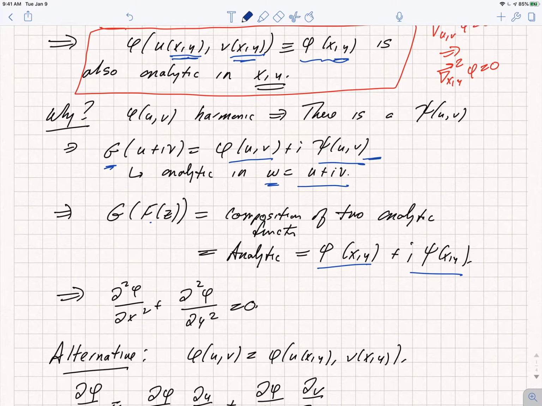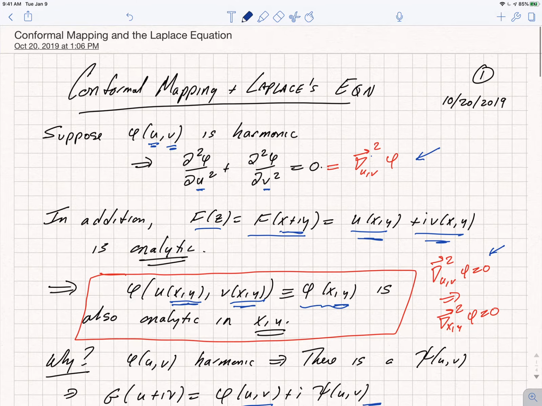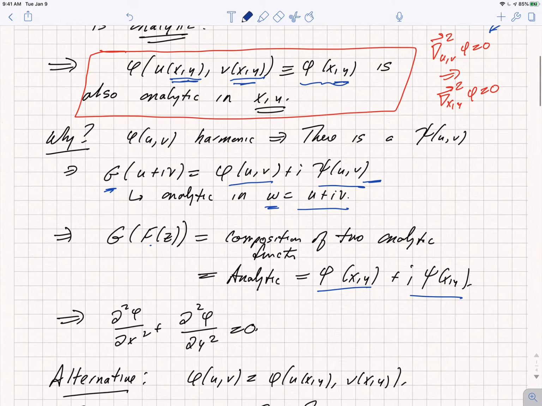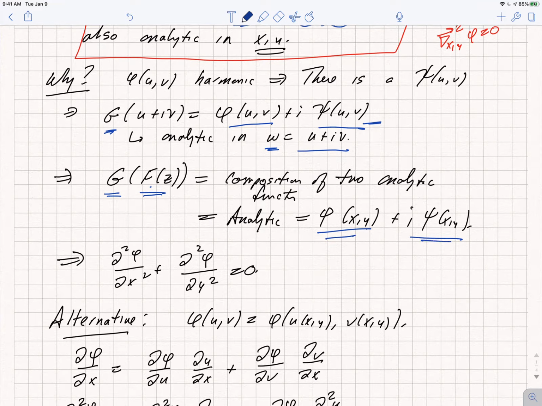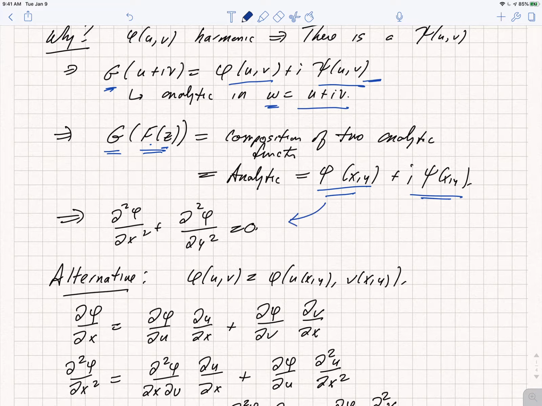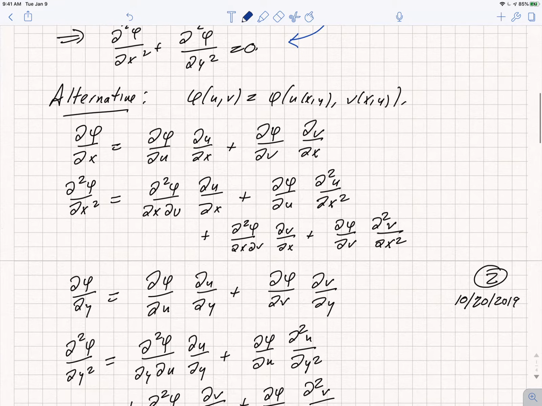If I think of u plus iv, which is w, as instead coming from f, as I do up here, so w equals f of z, then you see that if I think of this as the composition of two functions, G acting on f, well, that's just, first I use the analytic function f to map from the z plane to the w plane, then I use the analytic function G to map from the w plane onto phi and psi. So the composition of the two, phi of x and y and i psi of x and y, is just the composition of two analytic functions. It should also be analytic with respect to z. And if that's analytic with respect to z, then it necessarily follows that it satisfies Laplace's equation in x and y.